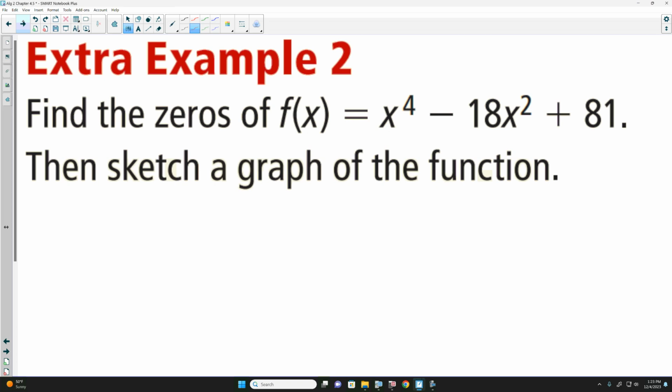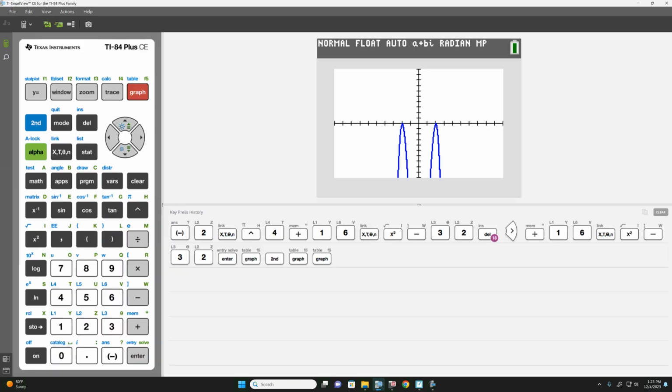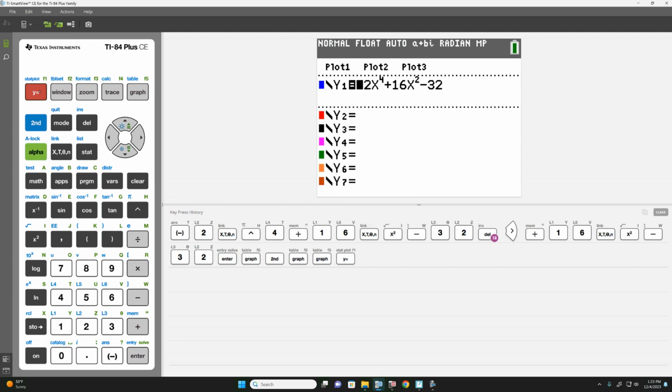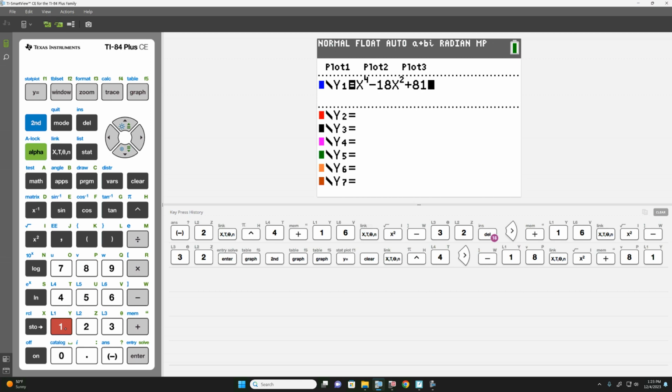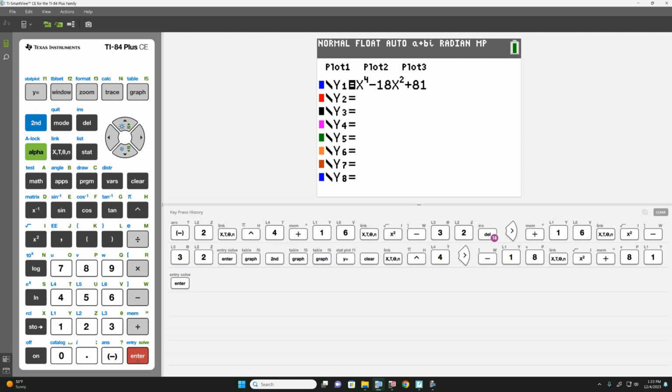Let's look at this one here. X to the 4th minus 18x squared plus 81. Go on and type that in, and when you get it typed in, hit graph.